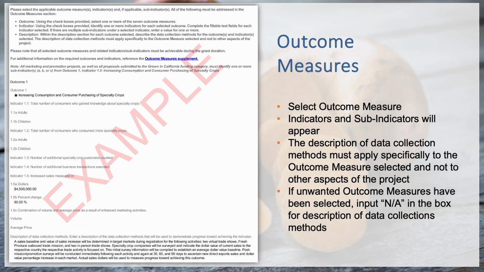This is an example of what the outcome measures application form will look like. Please select all the outcome measures, indicators, and sub-indicators you believe are relevant for your application. If an outcome measure box is selected by mistake and you cannot deselect the box, please simply enter NA into the description of data collection methods text box, as they are required for each outcome measure that you choose.